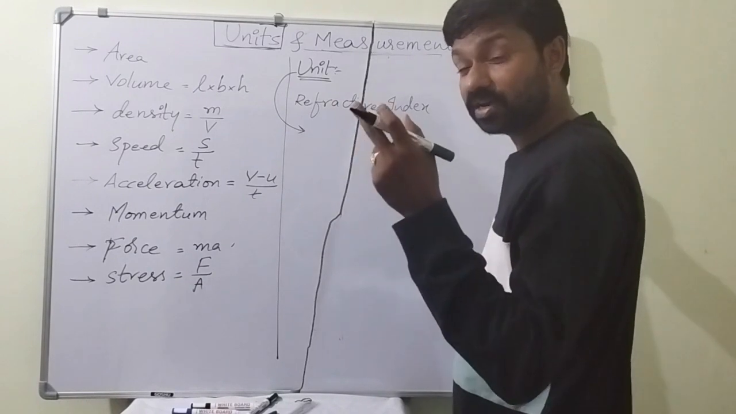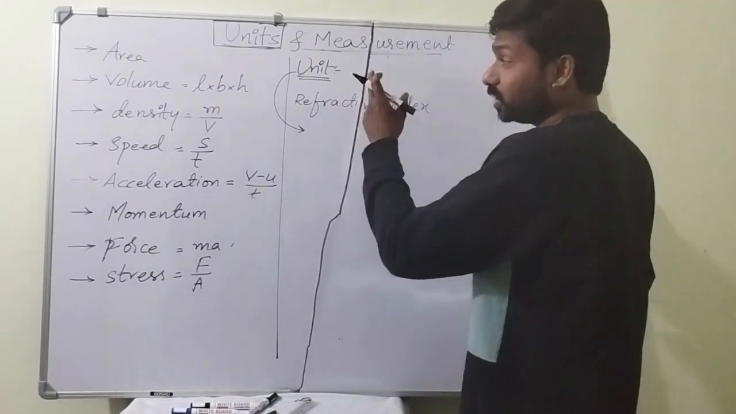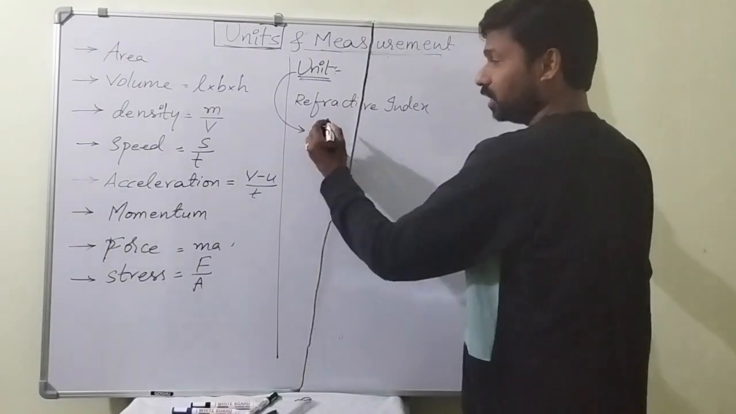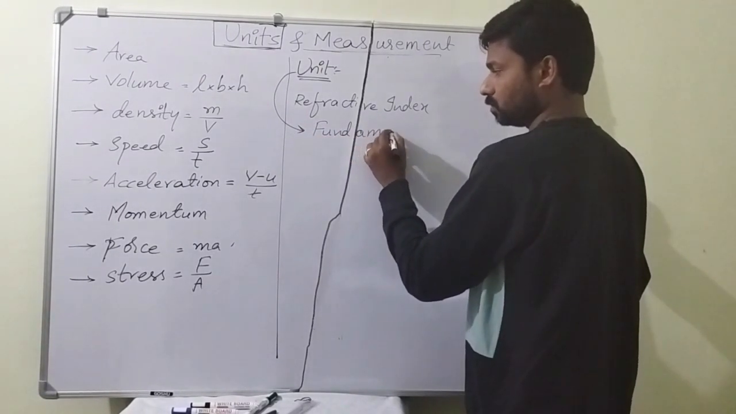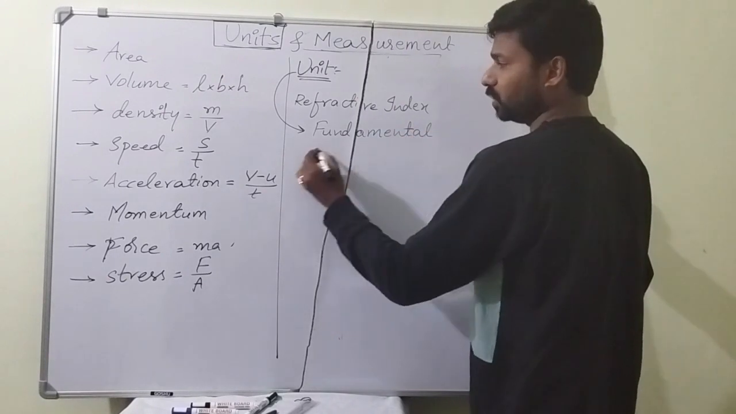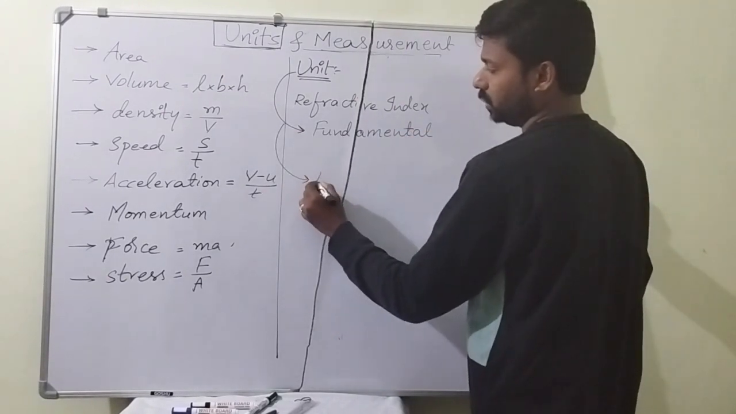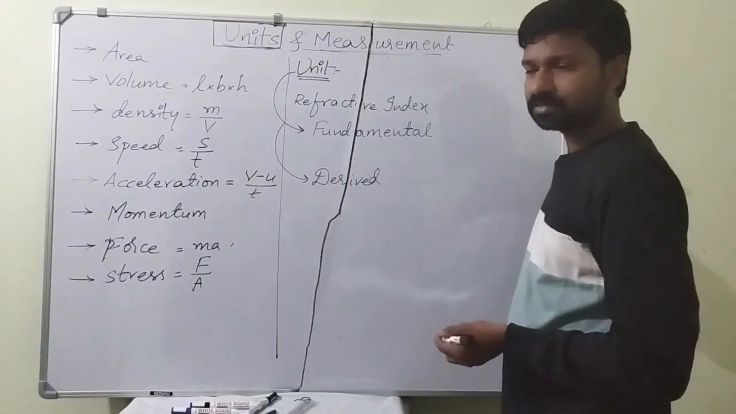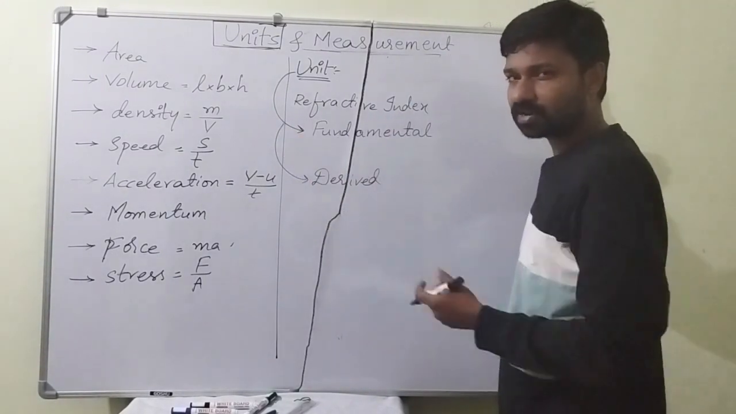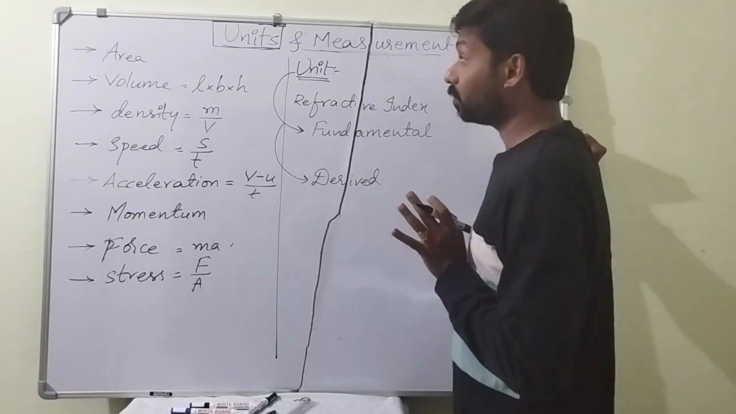Just like physical quantities are divided into two types, units are also divided into two types: fundamental units, and the second one, derived units. What is a fundamental unit? The units of fundamental physical quantities, you can simply call them fundamental units.